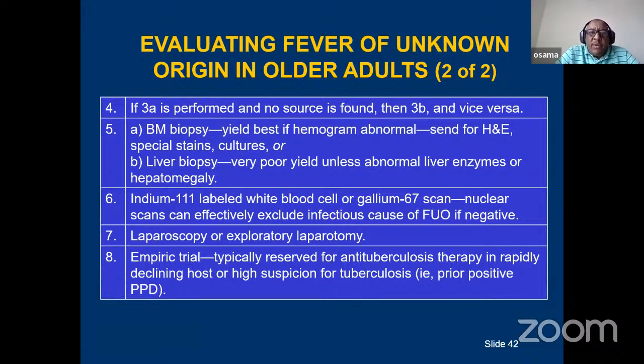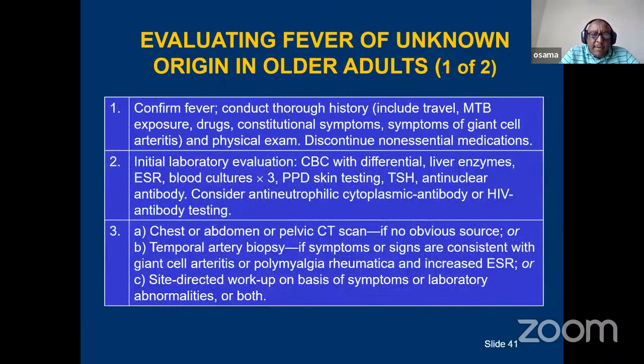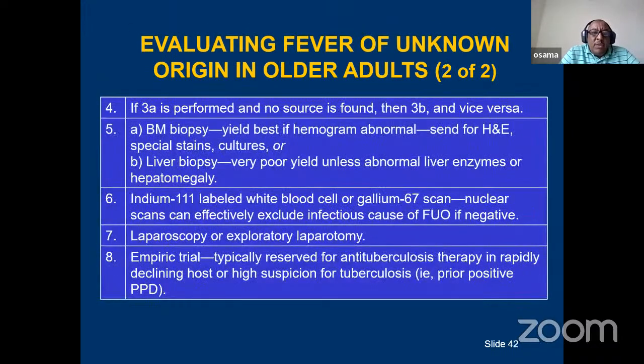Evaluating fever of unknown origin, continued. If 3A is performed and no source is found, then 3B, and vice versa. If you go back, we can find A, B, C, D, 1, 2 and 3.